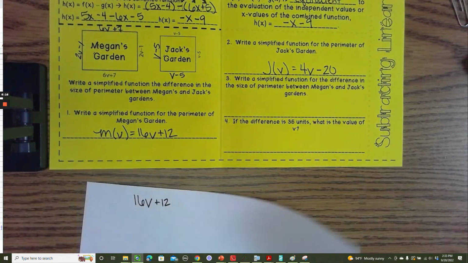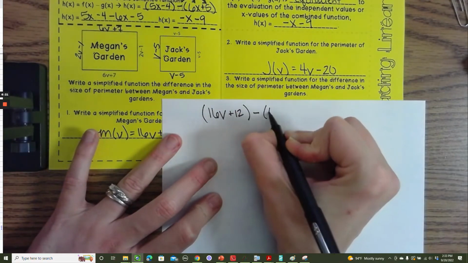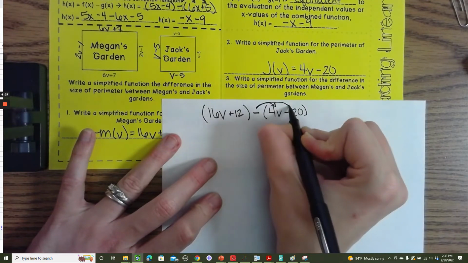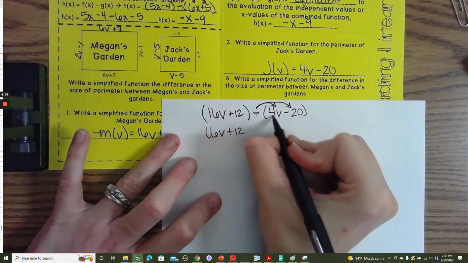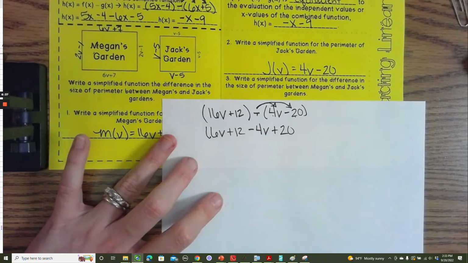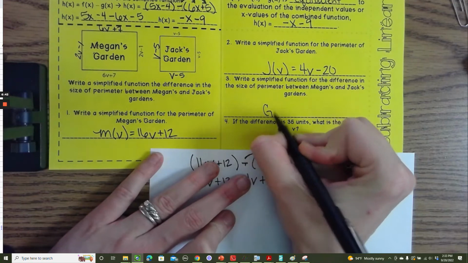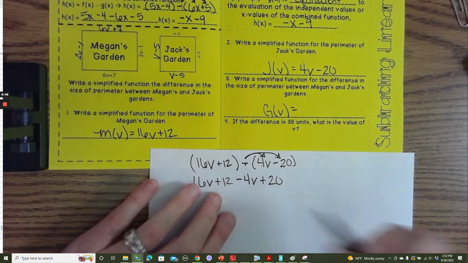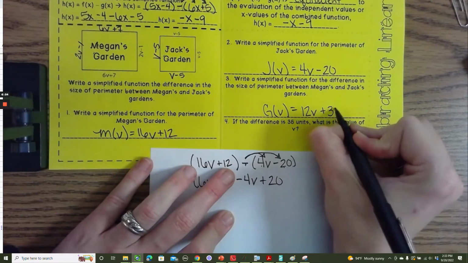Write a simplified function for the difference in the size. So I'm going to take Megan's garden, and I'm going to subtract Jack's garden. Now remember, when we do this, we have to distribute the negative. So negative 4v, negative 1 times negative 20 is positive 20. All it does is it flips the signs. So 16v minus 4v. My new function, I'm going to name it g of v. 16v minus 4v is 12v. 12 plus 20 is 32.